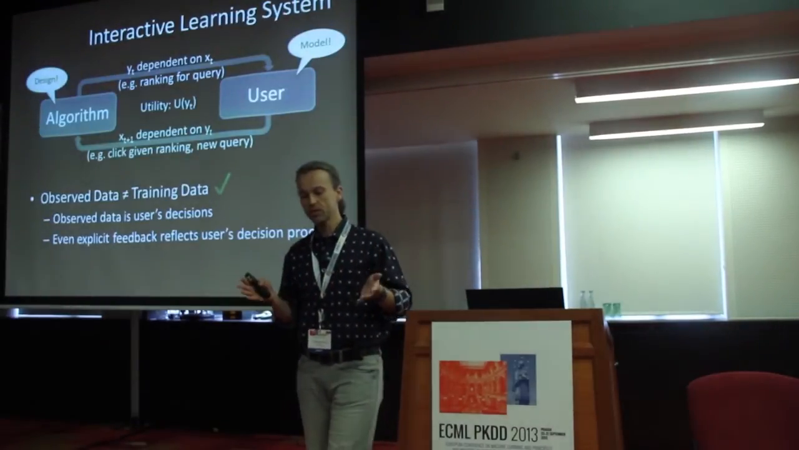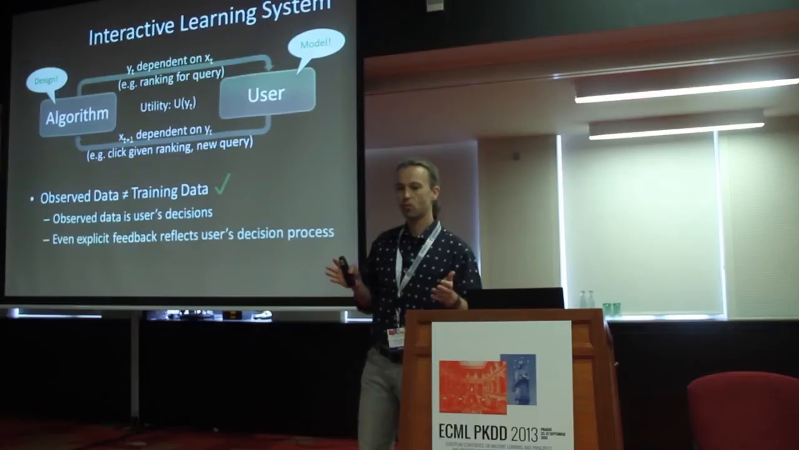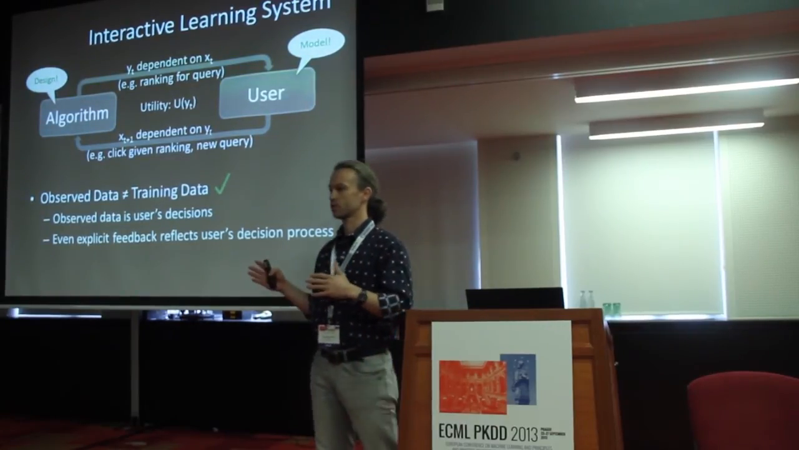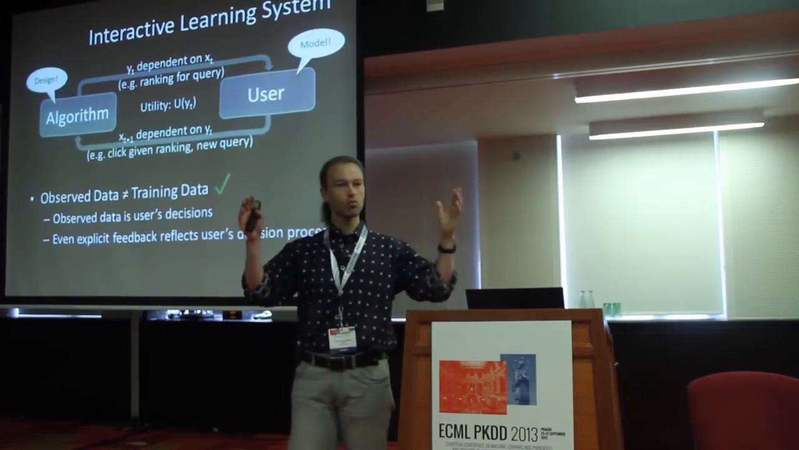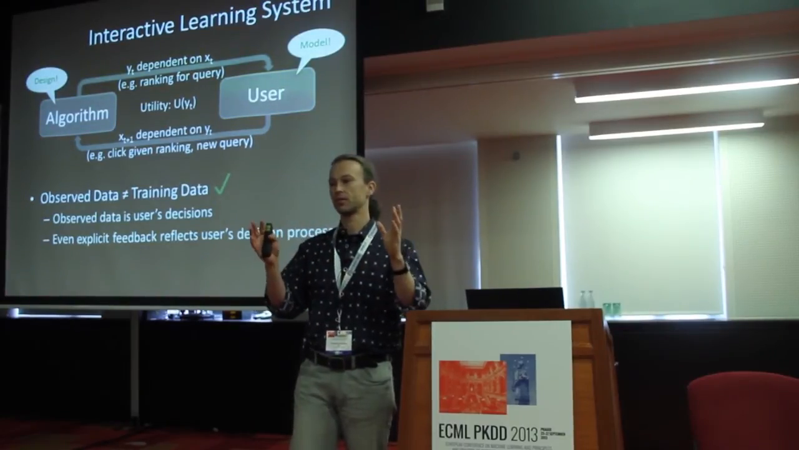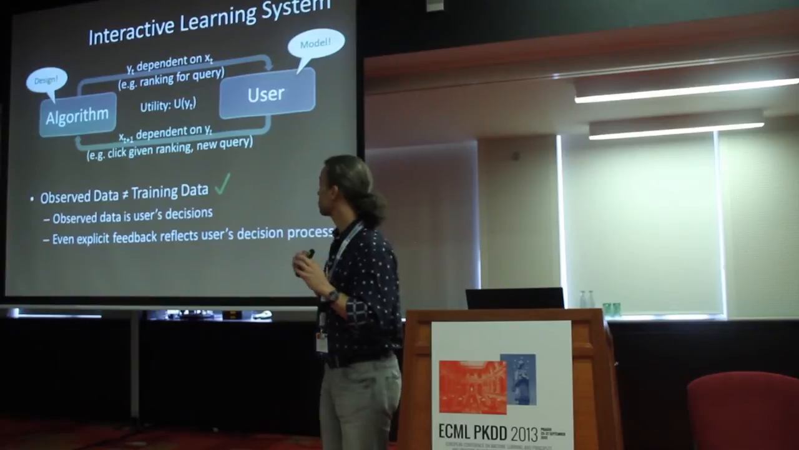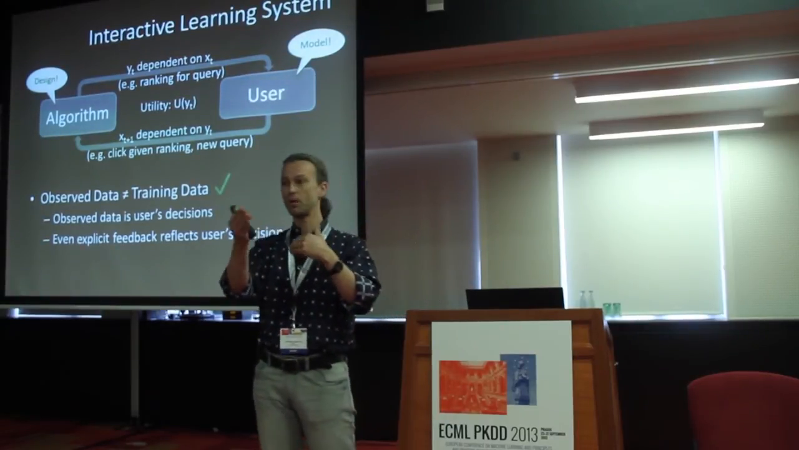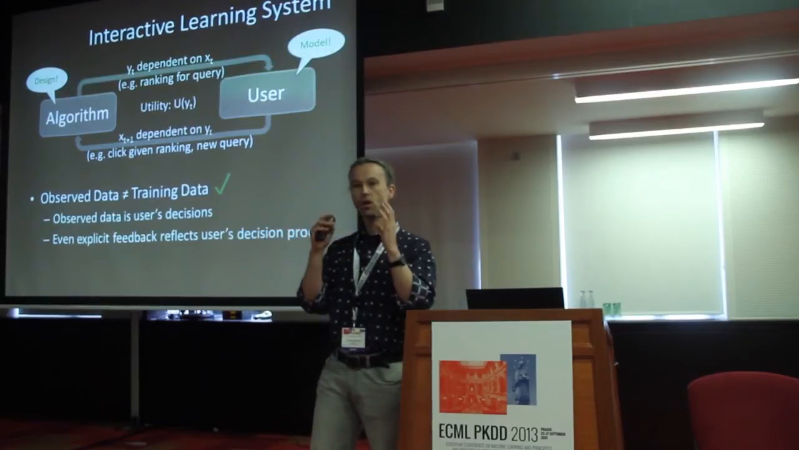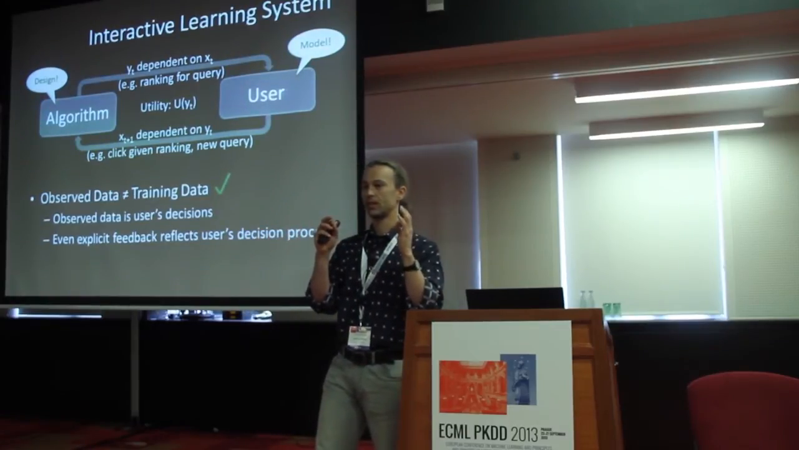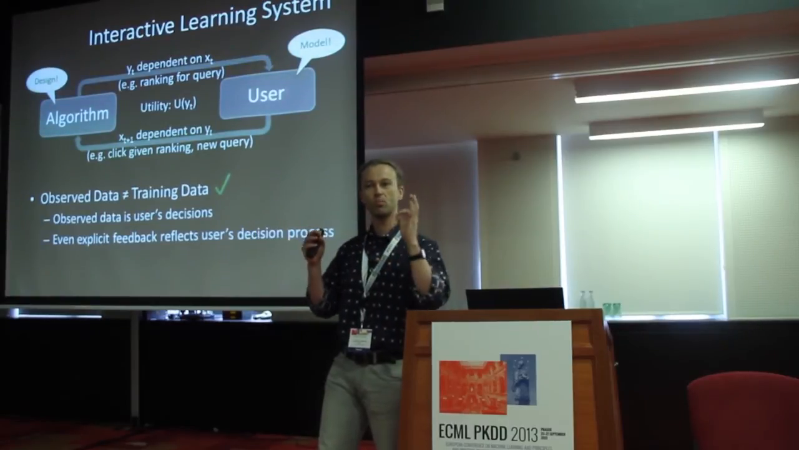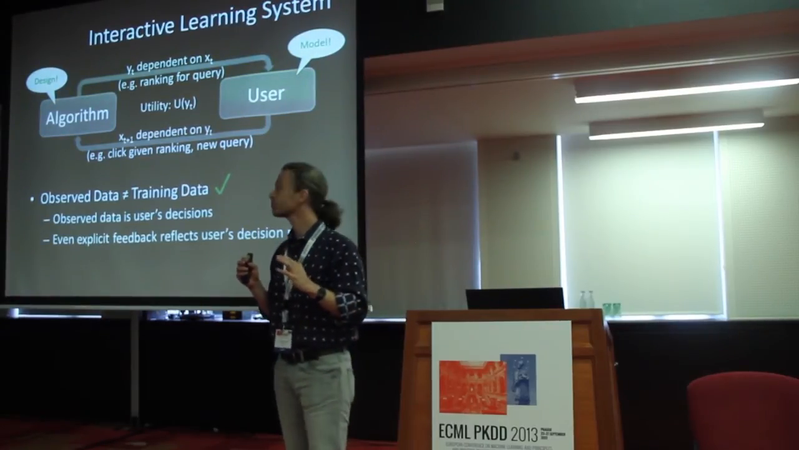So even for explicit feedback, what you're observing is the result of a user's decision process. And it's not necessarily the ground truth label that you think you need. In particular, the observed ratios that you see, how many people found a review helpful, are not an absolute measure of quality. It's just the result of this kind of equilibrium in this game. Right? This absolute number doesn't necessarily have a meaning. Okay.